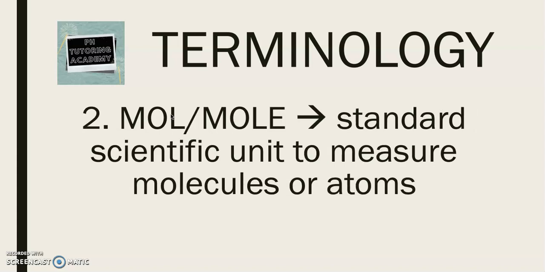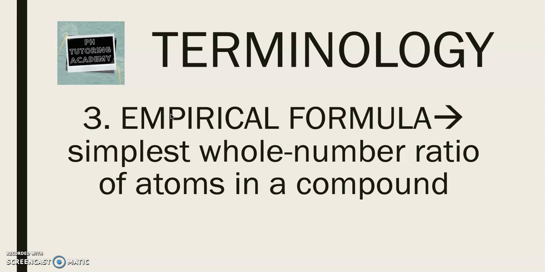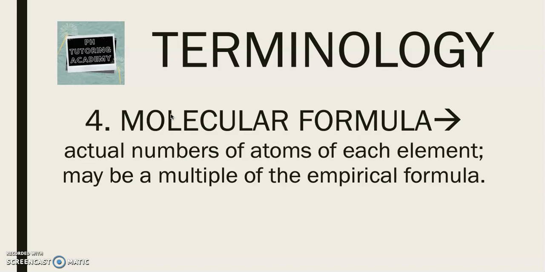Next is mole. It's the standard scientific unit to measure molecules or atoms. So this is a unit. 3. Empirical formula. This is the simplest whole number ratio of atoms in a compound. 4. Molecular formula. These are the actual numbers of atoms of each element, and it may be a multiple of the empirical formula. So if the empirical formula is the simplest, the molecular formula is sort of the multiple.